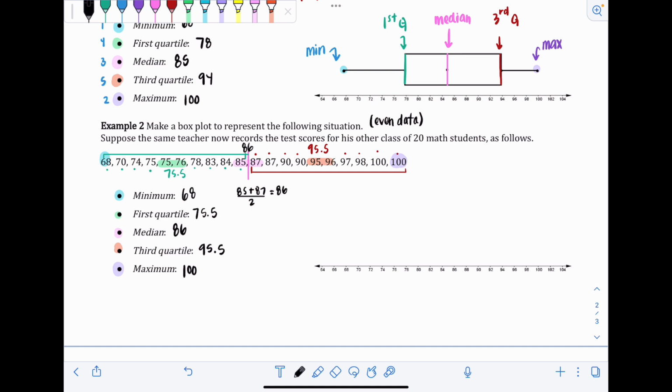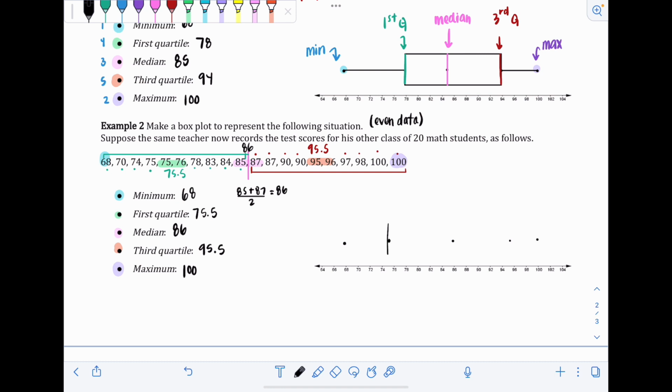So the minimum is 68, so I'll put a point above 68. The first quartile is 75.5, which is going to be a little bit less than 76. It doesn't have to be perfect, just make it as close as you can. And then the median is 86, so we'll put a point above 86. The third quartile is 95.5, so that'll be a little bit less than 96. And then the maximum is 100.